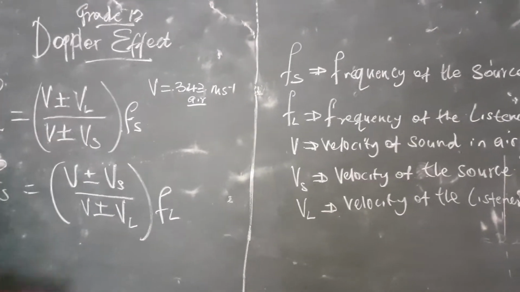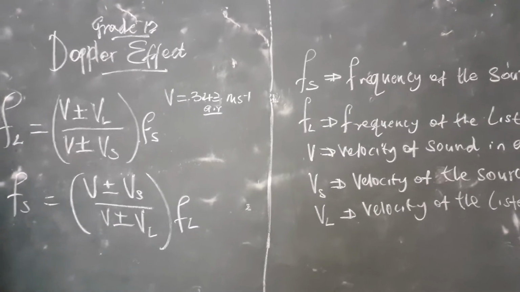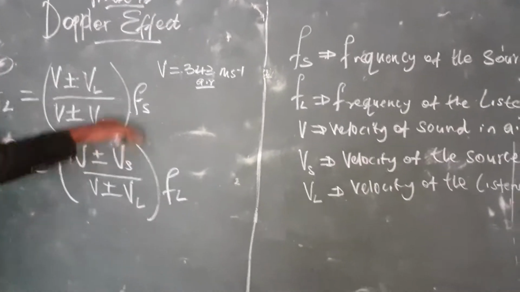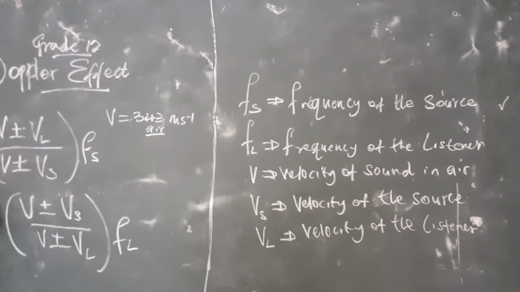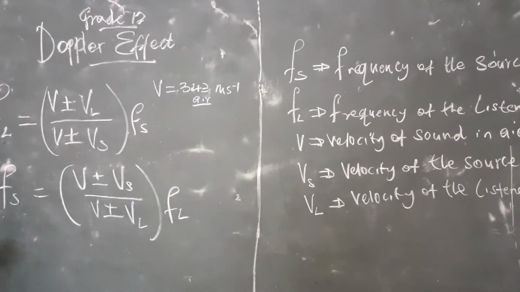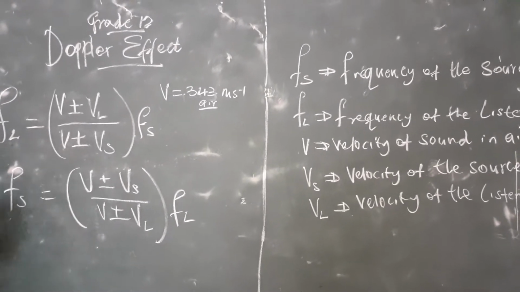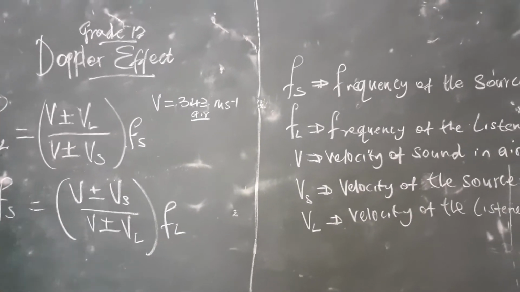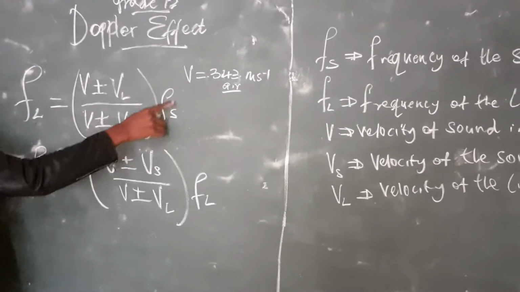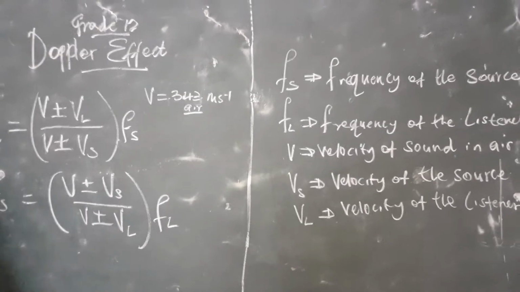The source we can relate to a police car, ambulances, or traffic cars. So this formula is used when you want to calculate the frequency of the listener. For instance, you are listening to an ambulance, the siren emitting the sound. That particular source, the siren, is what we are talking about when we say the frequency of the source.